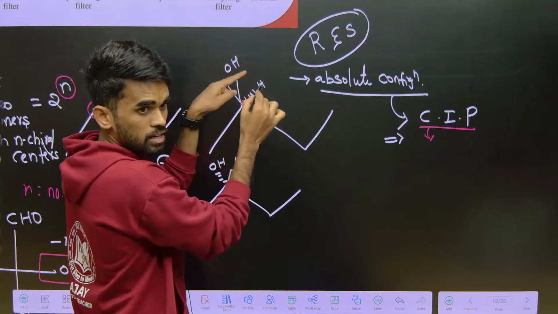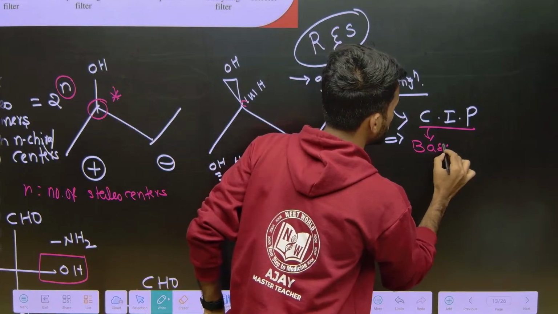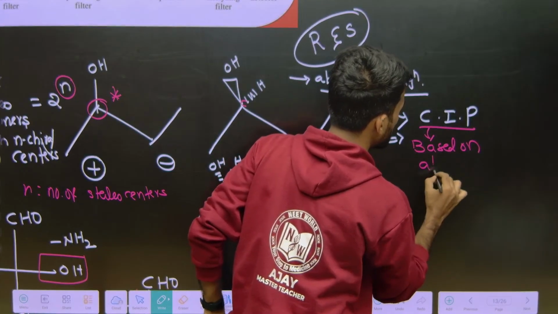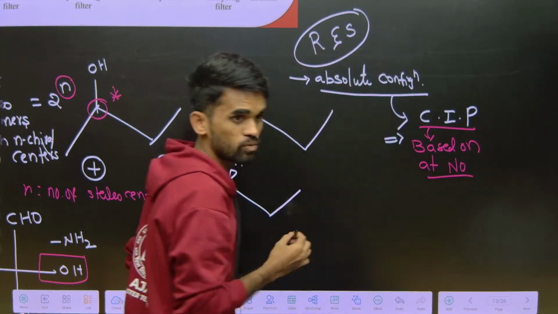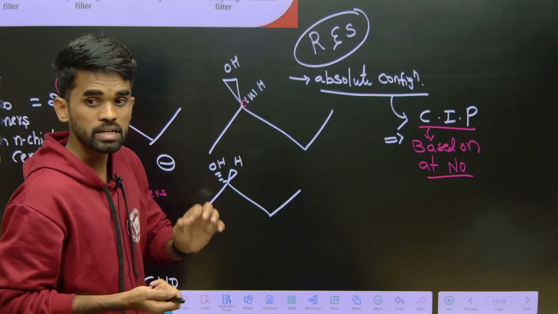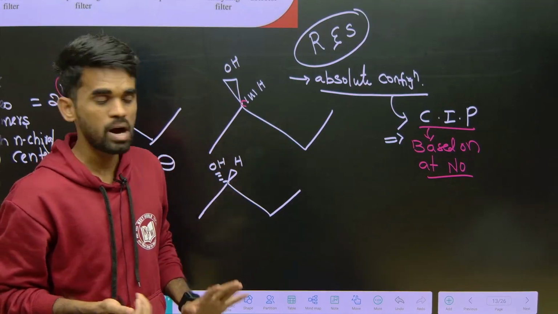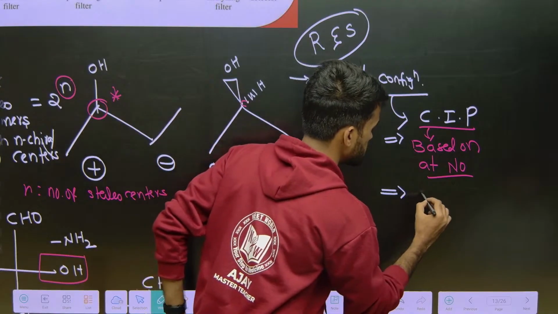All these groups are there now. We need to prioritize them based on atomic number. Based on what? Prioritize the attached groups based on atomic number. Sometimes atomic number is same. Consider mass number. What is the second one? Consider mass number.